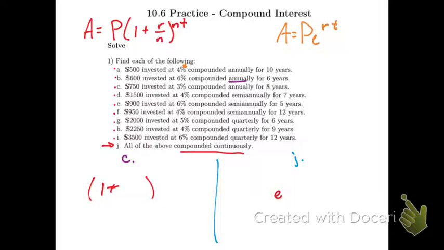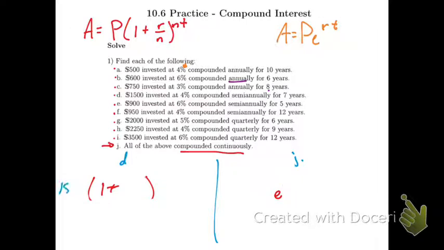Okay, for C, we have 750 for our P, our principal. Then we have 3%, so 0.03 goes there, compounded annually. Annually means 1 and a 1. And then it's for 8 years. Times 8, 8. All right, so plug those in. Hopefully you get your answers that match the answer key.